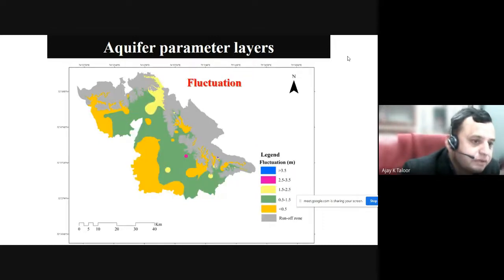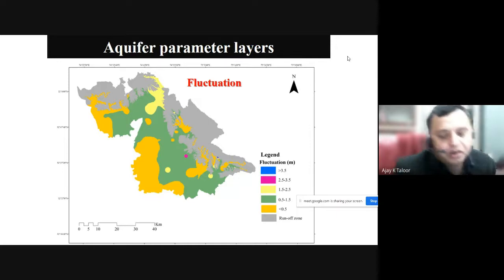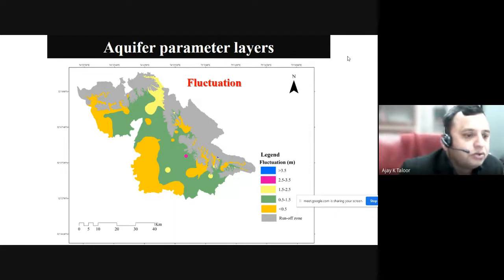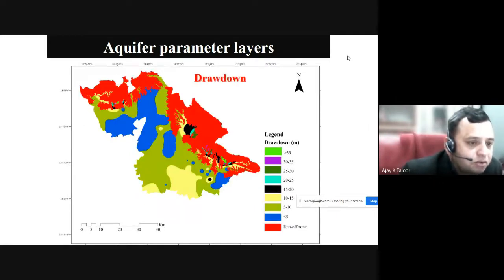Next, please. So, fluctuations. We have prepared here the fluctuation map from the post-monsoon minus pre-monsoon water table. Then, by using interpolation analysis in GIS, we prepared this thematic layer map. Next, please. So, drawdown.